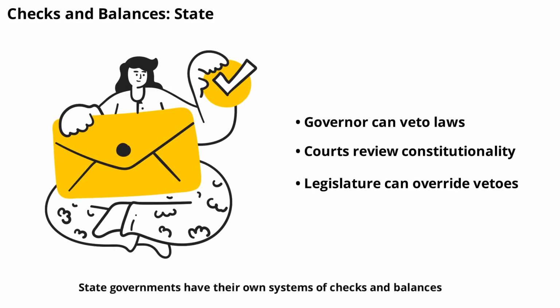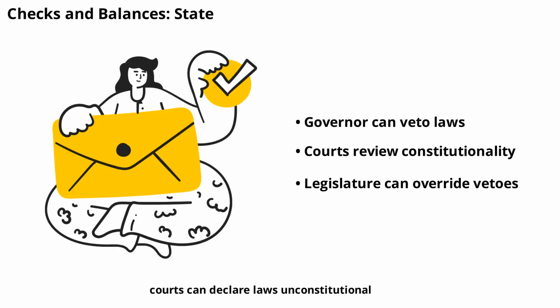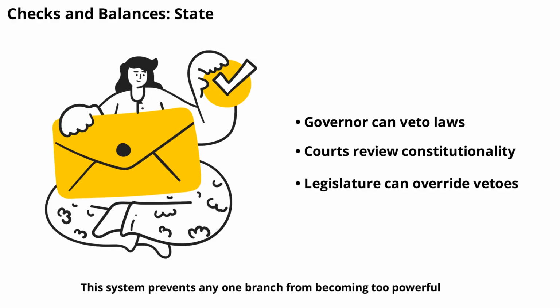Next, let's look at the checks and balances in each system. State governments have their own systems of checks and balances. The governor can veto laws passed by the legislature. Courts can declare laws unconstitutional, and legislatures can override vetoes. This system prevents any one branch from becoming too powerful. State offices must work together and respect each other's roles.